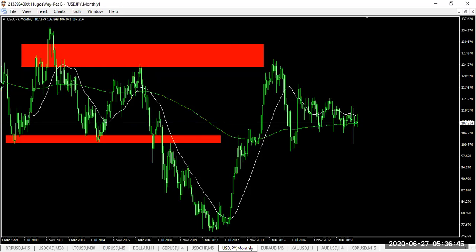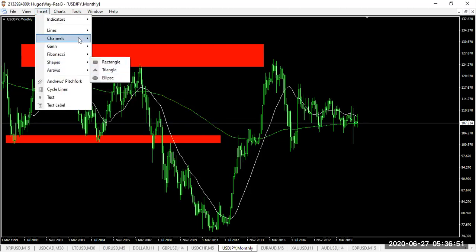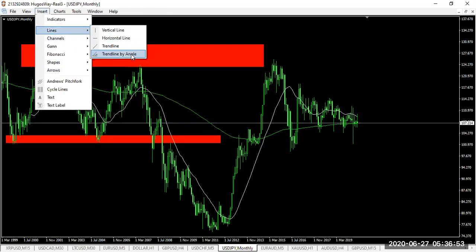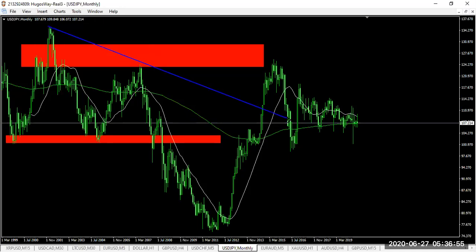Now, again, we're just looking at the bigger picture, okay? So we do see price was in a range. We see it breaking out to the downside. From this bigger picture, we can begin to see how that particular pattern broke out.